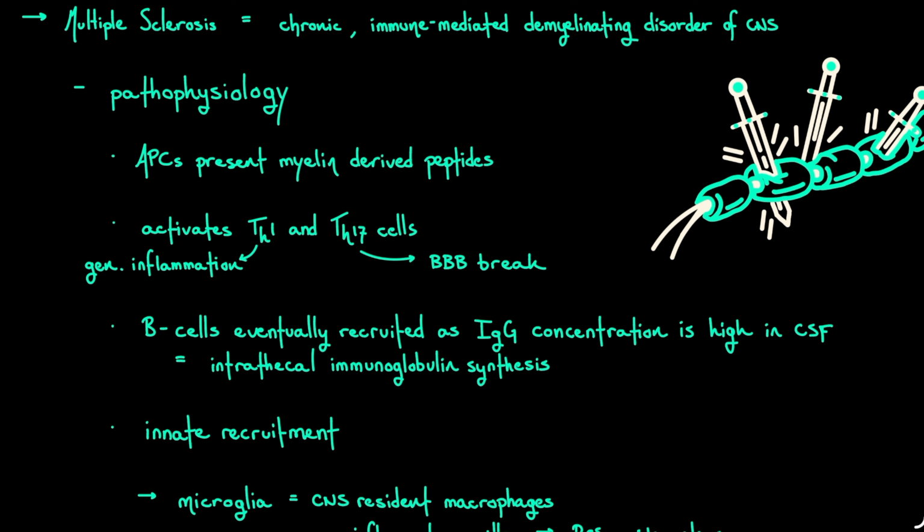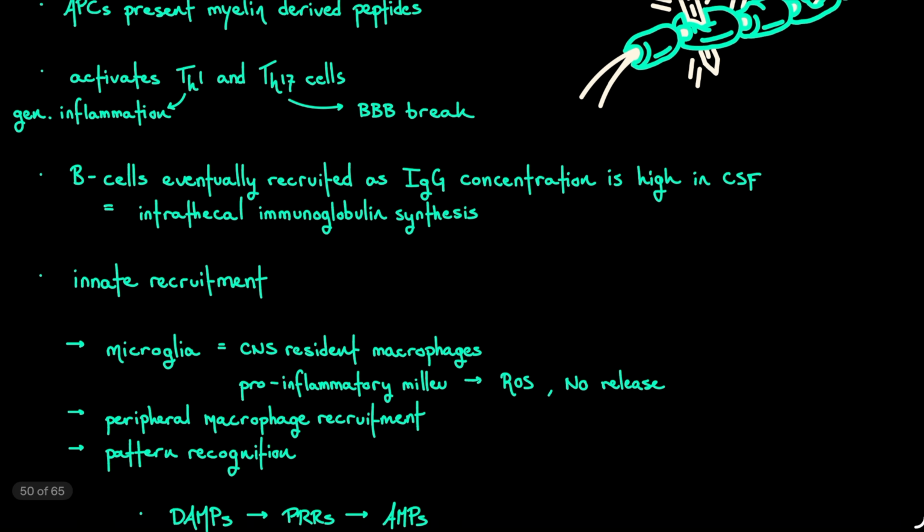Again, that environment is immune privileged. We don't want that much inflammation there. That's where my nerves are sending all of my motor and sensory impulses. So now I have inflammation in that area. Yeah, that's scary. So B cells eventually get recruited in this whole immune arc, and they secrete immunoglobulins against these myelin sheath compounds.